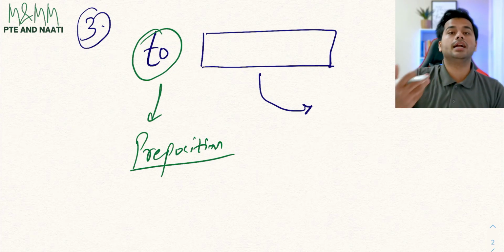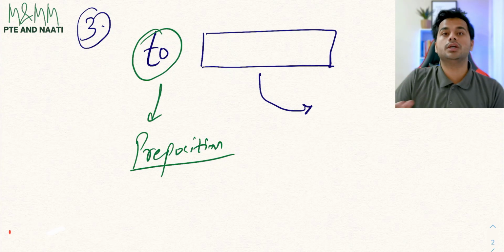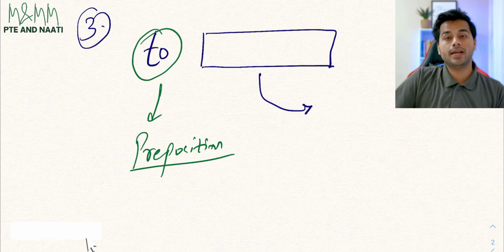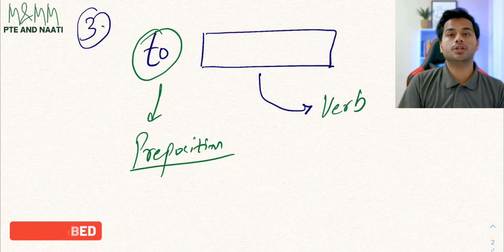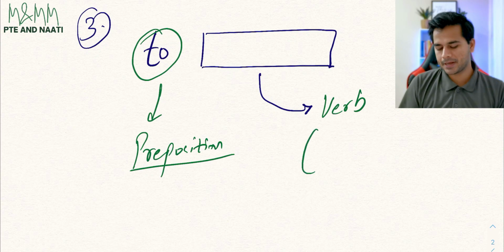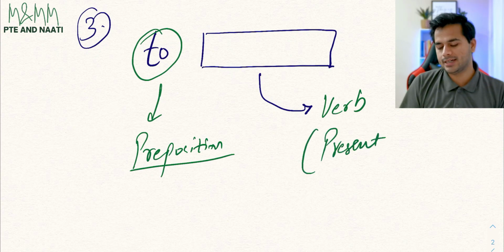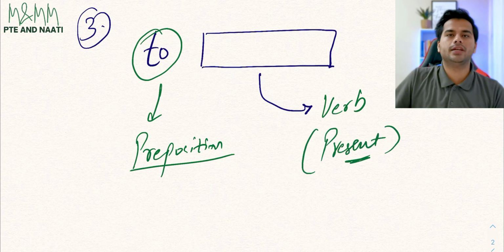You have to understand the sentence and see which is the correct answer. But if you find a blank after the word "to", it straight away means that there is going to be a verb after that, which means an action word. And that is going to be in the present tense. Present as in the present indefinite tense.